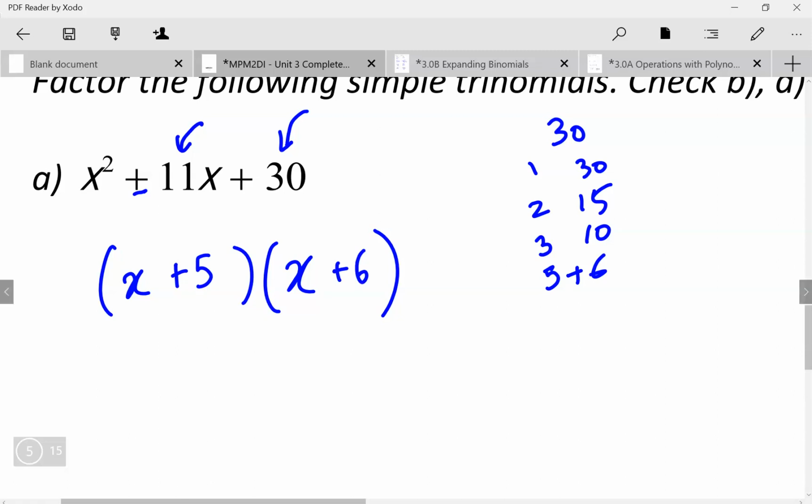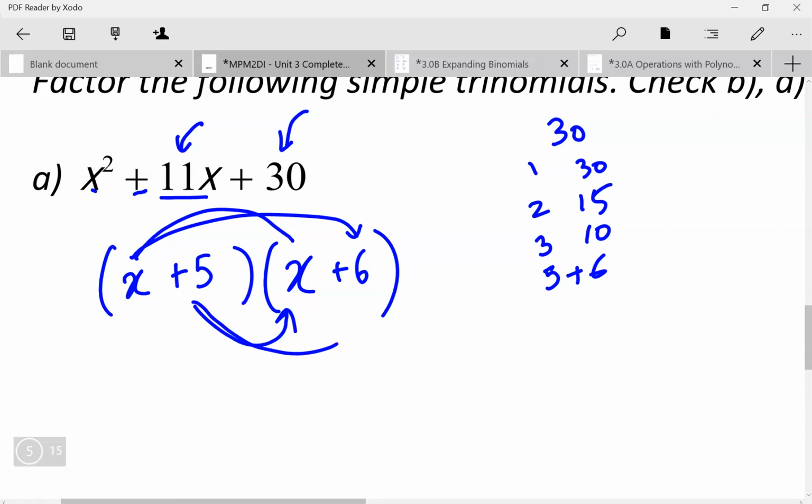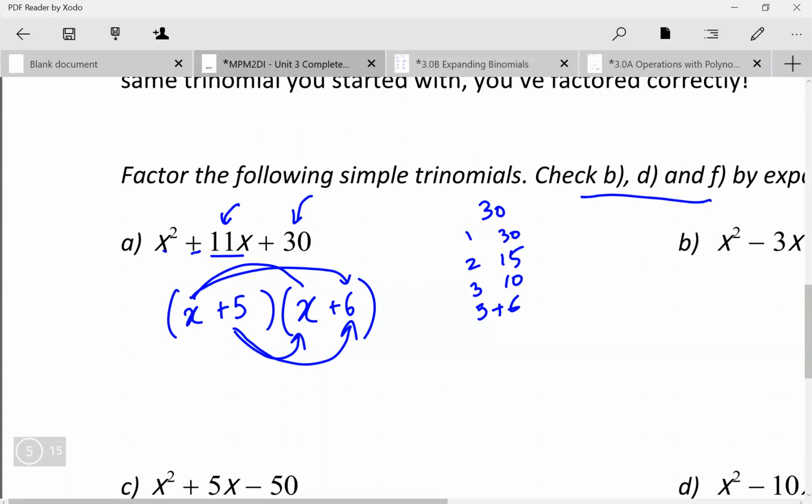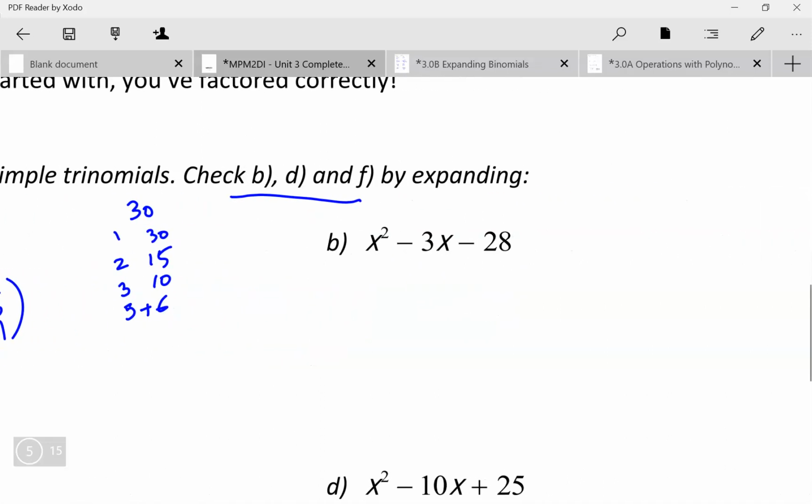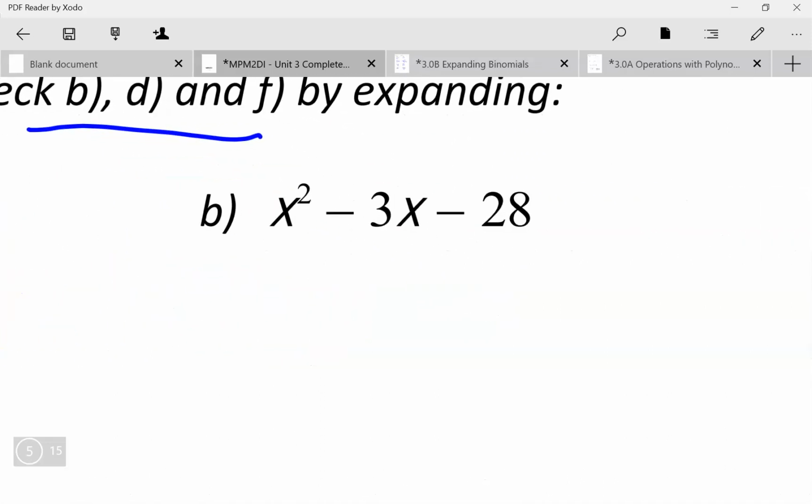So I put the plus 5, I put the plus 6, and we can see here, check. We're not checking this one, but we'll check anyway briefly. X times x is x squared, plus 6x plus 5x gives me plus 11x, plus 5 times 6 is positive 30. When it asks you to check, and you have to actually show me your work, I just quickly drew some arrows there. That's not an actual check. You actually have to write it out and check your work. But hopefully we're not going to do that because we're lazy.